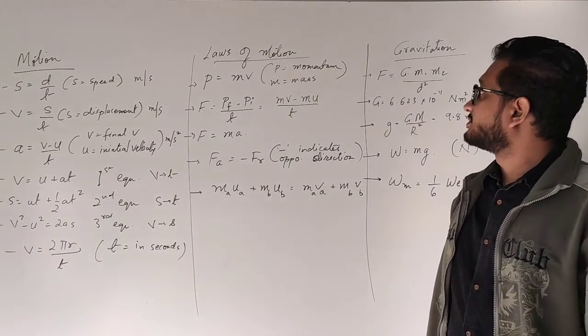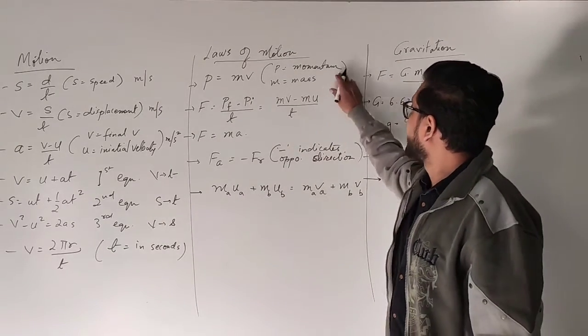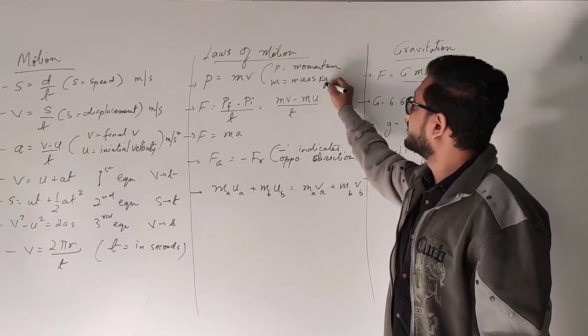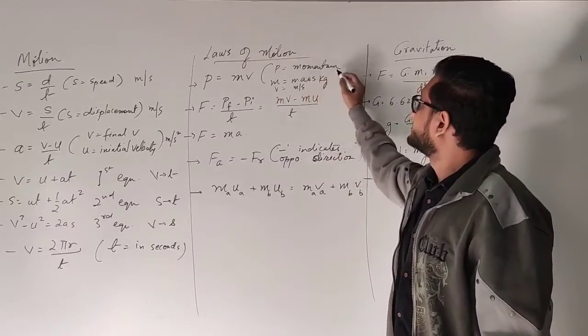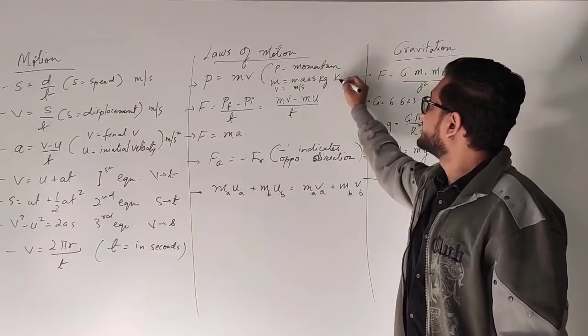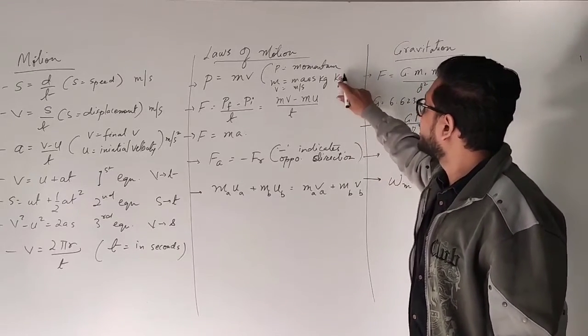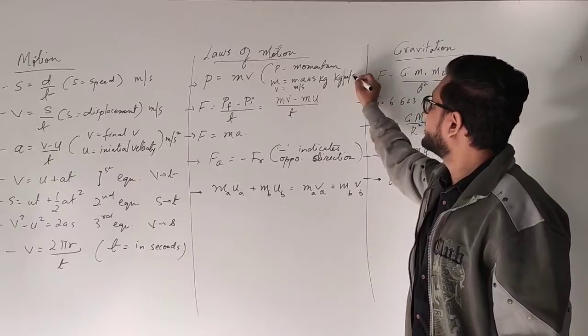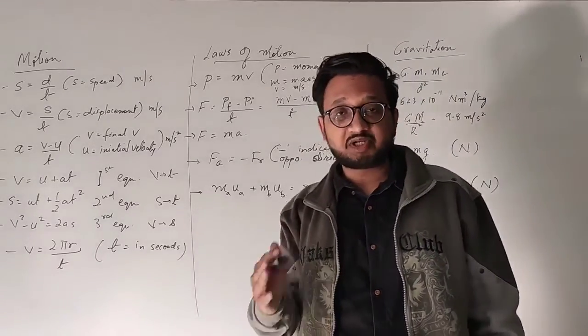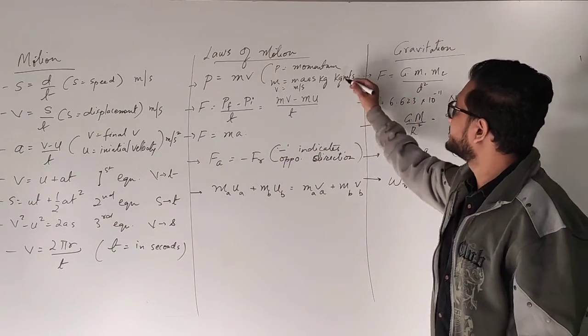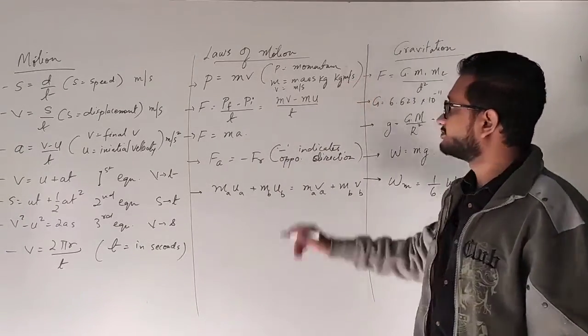For momentum, the unit is mass is in kilograms, okay, and v is meters per second. So momentum can be given as kilogram meter per second. Kilogram meter per second. Not kilogram upon meters per second. Kilogram into meter per second. This is the unit of momentum.